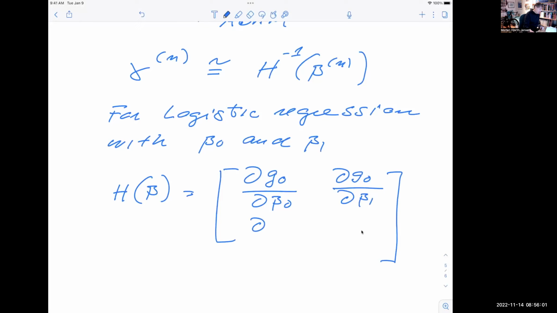And then we have g1, the derivative with respect to beta 0. And then similarly, we have g1 derivative with respect to beta 1. So if you only have two parameters, you can actually consider evaluating this one for every iteration.